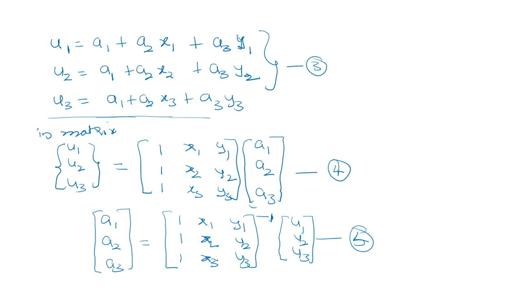Now we need to invert this matrix. Inversion means we need to calculate D inverse, which we can write as C transpose divided by D. What is C? The cofactor matrix. And D means the determinant.